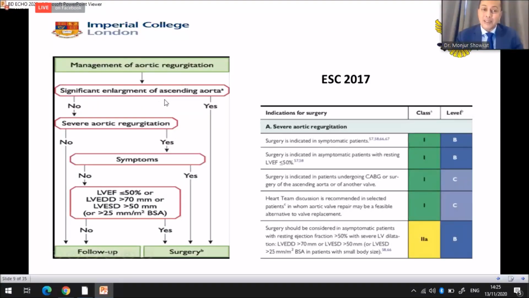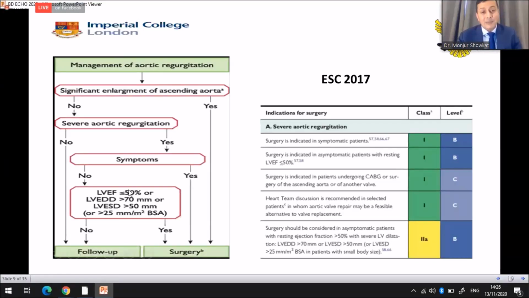And now look at that, somebody who doesn't have a significant ascending aorta, but has severe aortic regurgitation, if that patient is symptomatic, again falls into a class 1 surgical indication. If somebody doesn't have symptoms, and these are the most challenging group, what you see is left ventricular ejection fraction less than 50%, and left ventricular end diastolic diameter 70 millimeter or more, or LV end systolic diameter 50 millimeter or more, indexed to body surface area. So you can see that this is the most challenging group.